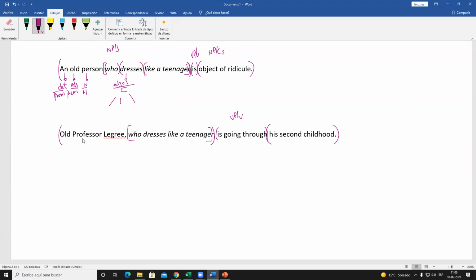Entonces, Old Professor Degree, I would say, es un noun head y este otro es mi adjective clause. Pero como lo puedo borrar, o sea, como es opcional, como no es obligatorio, lo dejo como post modifier y adentro dejo dresses like a teenager. Las tres partes y usted las puede hacer después. Quiero que mire con atención esa diferencia. Esto es pregunta de prueba. ¿Alguna duda?